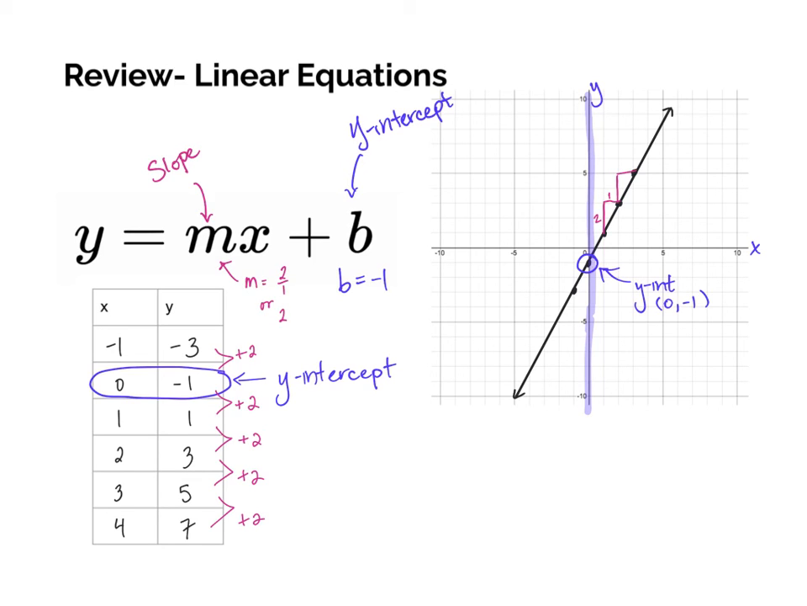So our equation then for this graph and this table is going to be y equals 2x minus 1. You could also write that as y equals 2 over 1x plus -1. These two are equivalent. Either way is perfectly fine.